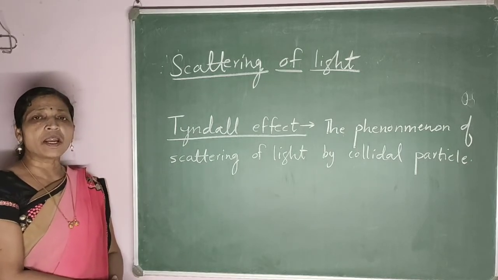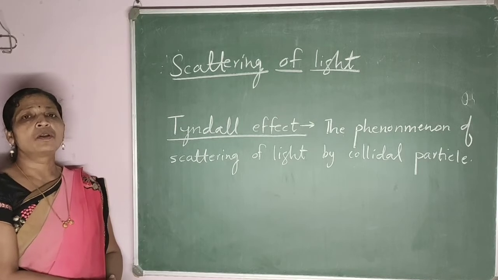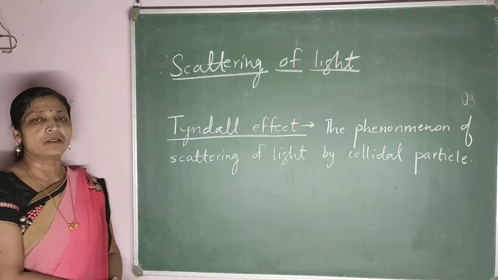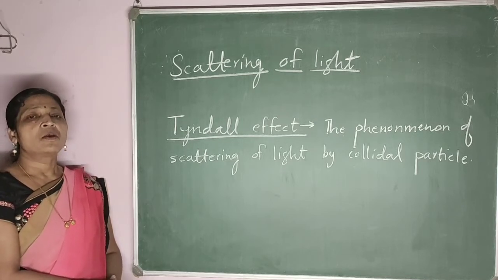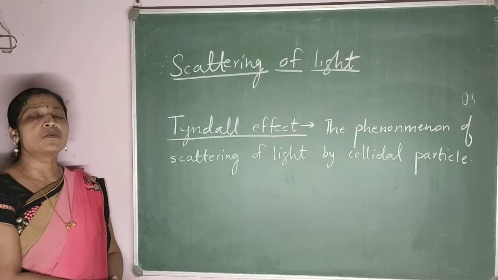The color of the scattered light depends on the size of the particles. If the size of the particles is much smaller, then they scatter shorter wavelengths. If it is somewhat larger, then they scatter larger wavelengths.